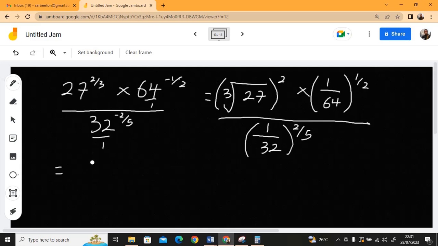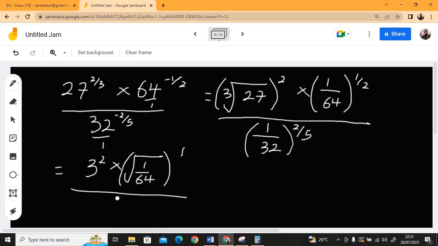The cube root of 27 is 3. So you have 3 squared here, times this one becomes square root of 1 over 64. If I'm right, yes, I'm right. Raised to the power 1. Then this one is also 1 over 32. This will be fifth root, fifth root like this, raised to the power 2. So you can now go further.